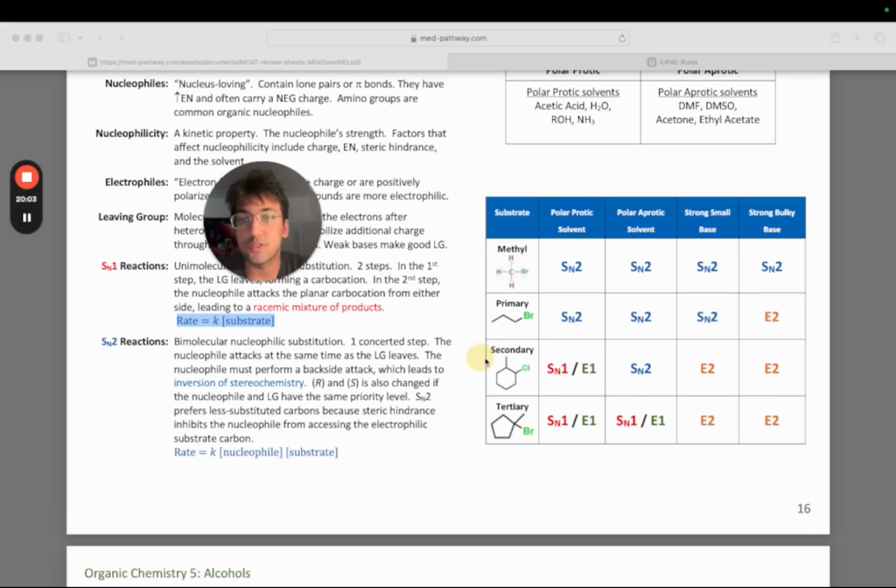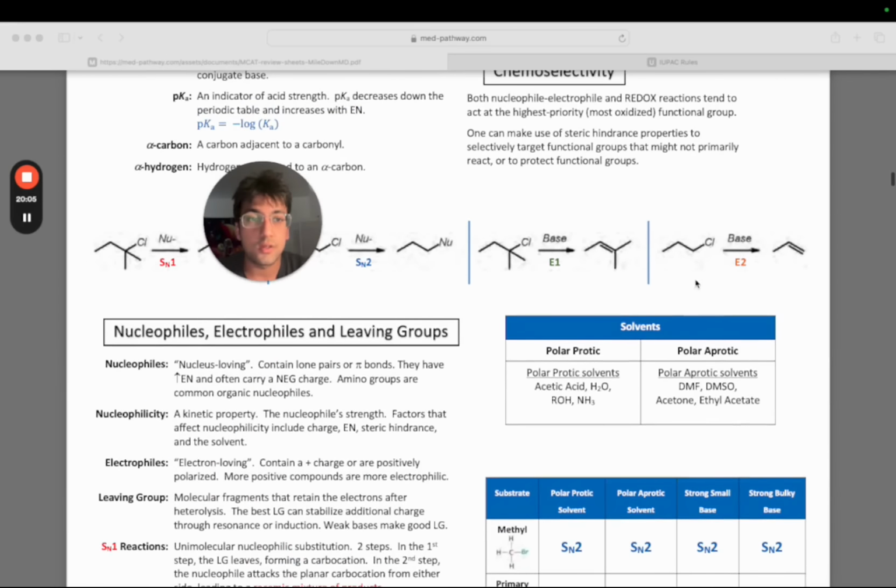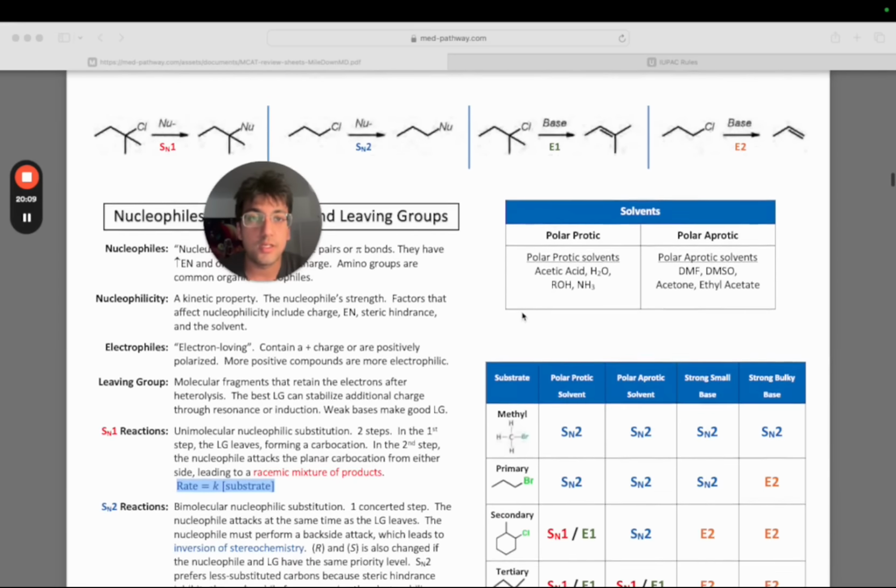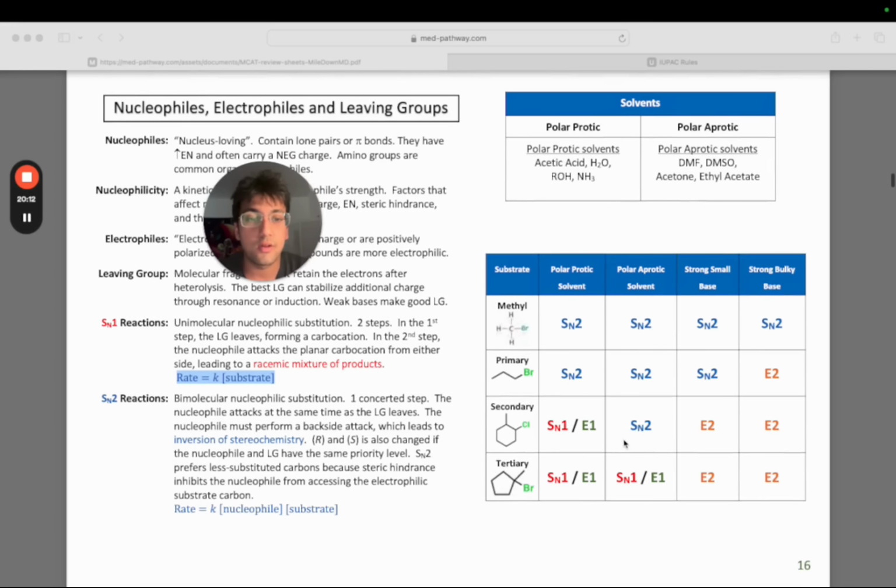Let's look at the elimination reaction. So this is the elimination reaction, right? There's that double bond. Basically what's going to happen here is that this strong bulky base or strong small base helps replace this with a double bond. So that should make sense.